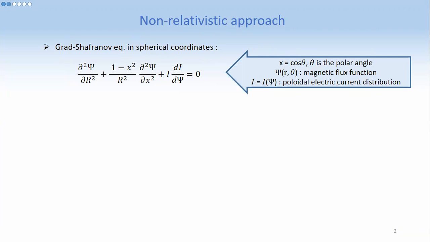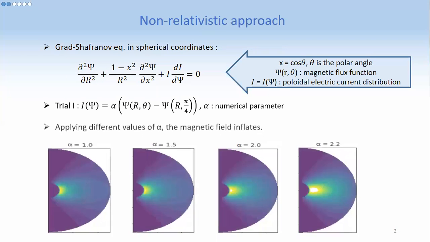In order to approach the neutron star magnetosphere in the non-relativistic regime, we use the Grad-Shafranov equation in spherical coordinates. Here, x is a function of the polar angle, psi is a magnetic flux function, and I is the poloidal electric current distribution. If I receives the following expression, where A is a numerical parameter, then applying different values of A, the magnetic field inflates. You can see the results from the pictures below.